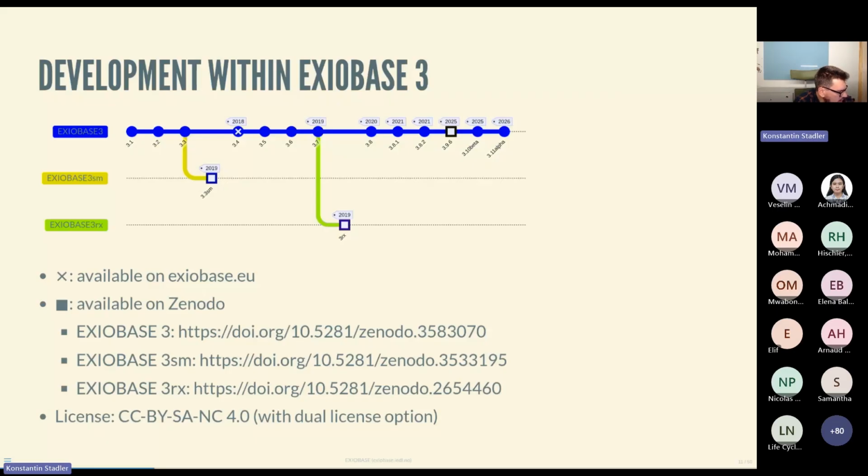We have two offshoots of Exiobase, which were kind of academic exercises to see if we can extend Exiobase in different directions. The latest was Exiobase 3RX, where we actually incorporated all countries of the world explicitly modeled, but we only did this for the land use. The latest release we have now is Exiobase 3.9.6, which was released this year. We currently have Exiobase 3.10 in beta status and have started working on Exiobase 3.11, which will come in fall 2026.